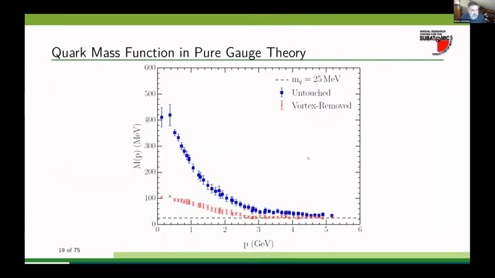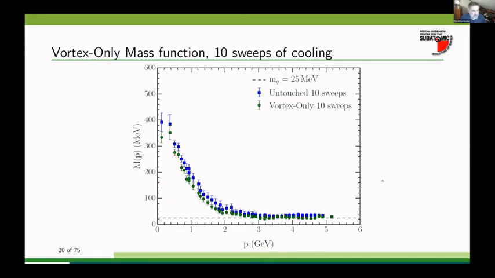So this is in the early days. Again, this is the pure gauge theory. And the untouched mass function looks like this, and lots of dynamical mass generation present. If you remove the vortices, you lose most of that, and you're left around 100 MeV. So it was seen as promising, but again, disappointing. Removing vortices didn't remove all of the dynamical mass generation, and that was disappointing.